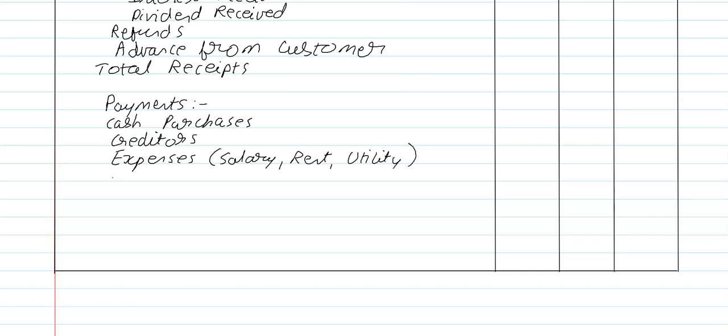Then purchase of assets. The same way you can get an advance from a customer, you can give an advance to a supplier. You can think of tax being paid. All of these things come under payments.